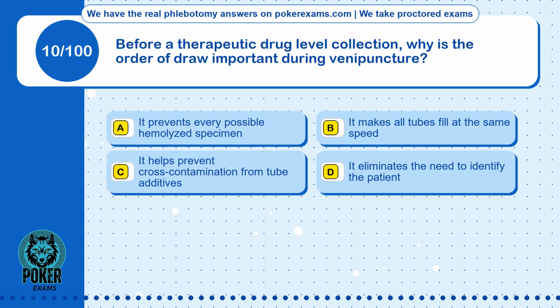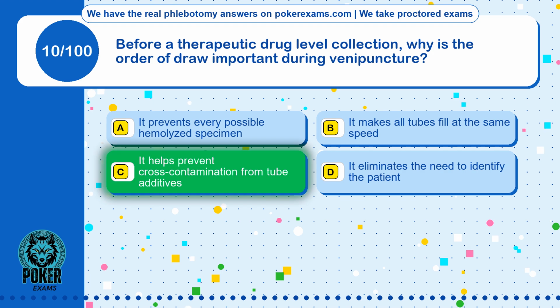Question 10. Before a therapeutic drug level collection, why is the order of draw important during venipuncture? Option A. It prevents every possible hemolyzed specimen. Option B. It makes all tubes fill at the same speed. Option C. It helps prevent cross-contamination from tube additives. Option D. It eliminates the need to identify the patient.